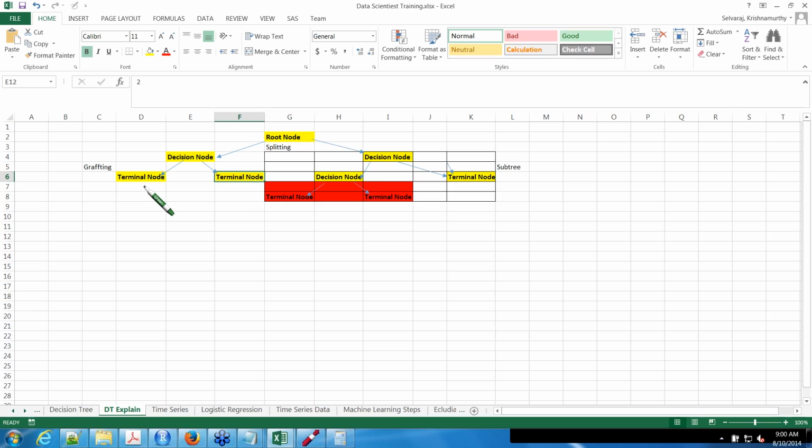And grafting is something, if you don't get a particular output, you can cut the tree, cut the nodes, and bring the output to a certain level to get the accuracy. So grafting is the increase or decrease of the depth of the tree. Got it?